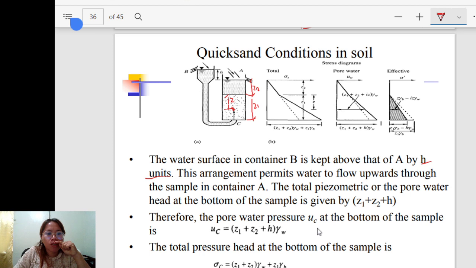Therefore, the pore water pressure U sub Z at the bottom of the sample is Z1 plus Z2 plus H times the unit weight of the water. And the total pressure at the bottom of the sample is Z1 plus Z2 times the unit weight of water plus Z1 times the buoyant unit weight. Okay, this is the condition of the quicksands.